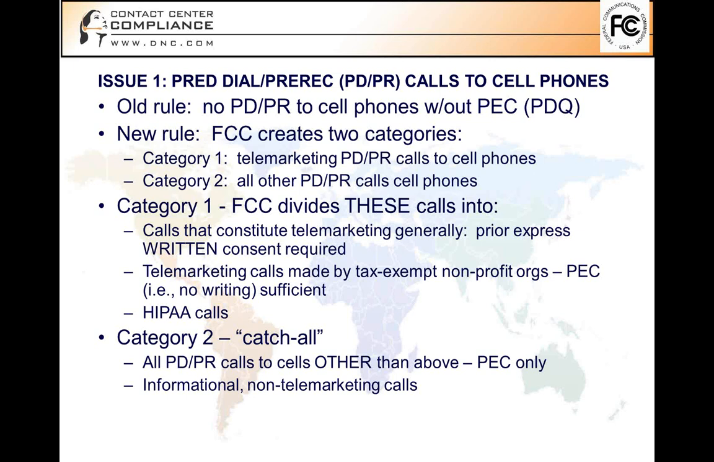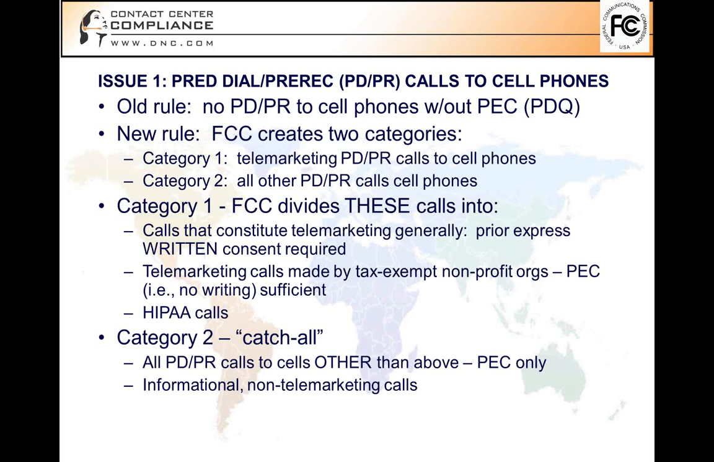Right. So, of course, it's very important. Under the new rule that the FCC, well, first the old rule was that you can't make a predictive dial, pre-recorded call to a cell phone without prior express consent. And I just threw in PDQ because I'm using all of these abbreviations. And I like to think that I'm funny and clever that way, but I digress. So the old rule is no such calls to cell phones unless you have prior express consent.